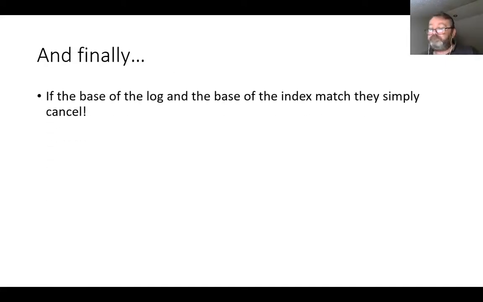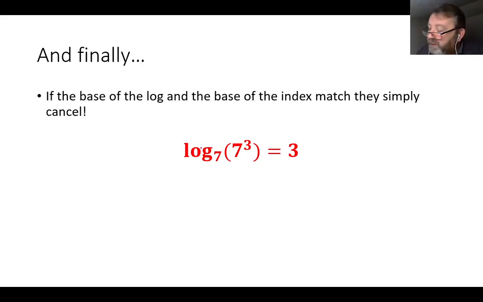Lastly then, if the base of the log and the base of the index match, they simply cancel. Now, what do I mean by that? Well, something like this. Log to the base 7 of 7 to the power of 3. There are 2 things on the left-hand side. There's a log with base 7, and there's also an index with base 7. So because the log is base 7 and the index is base 7, the log and its base, along with the base of the index, cancel, and the answer is simply the index, 3.